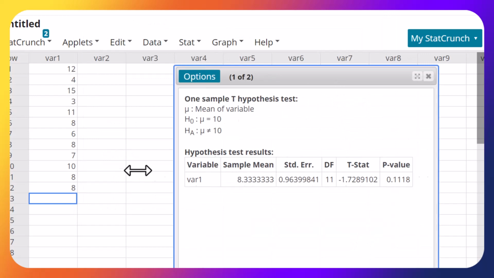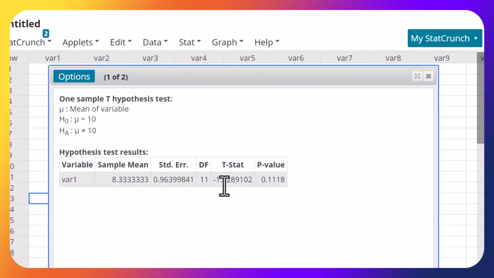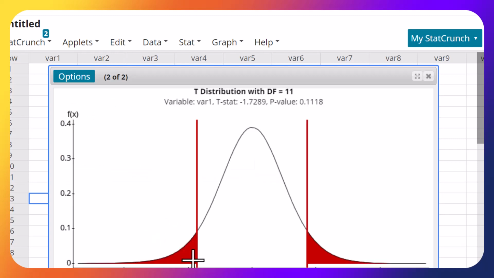And you want to see everything right here. Look, same thing that we got on the calculator. Negative 1.729 and p-value is 0.1118, which is bigger than alpha, so you fail to reject the null hypothesis. You want to see the p-value? It's right there. This is half of the p-value here and half of the p-value there.